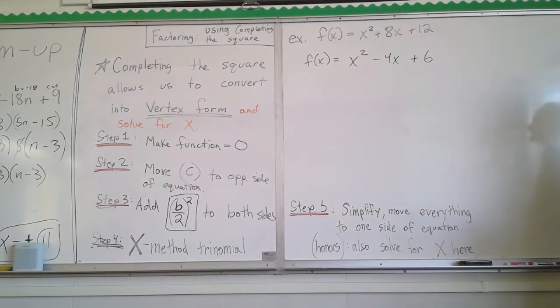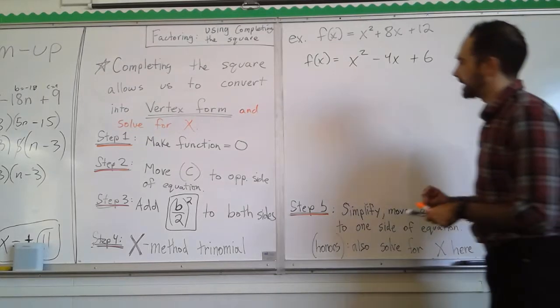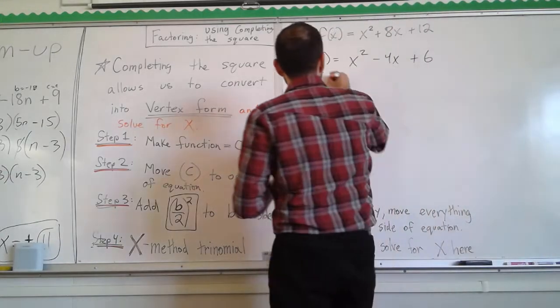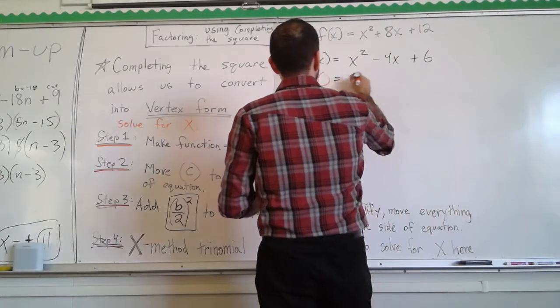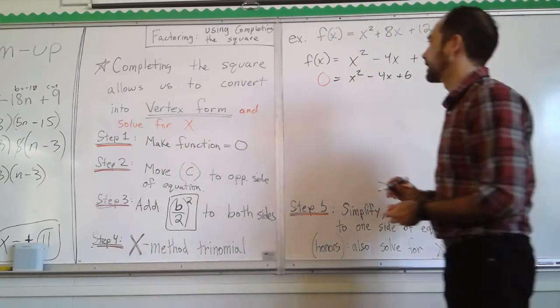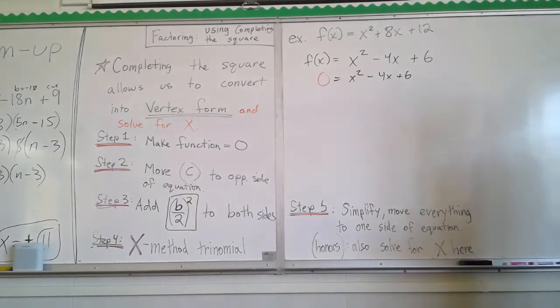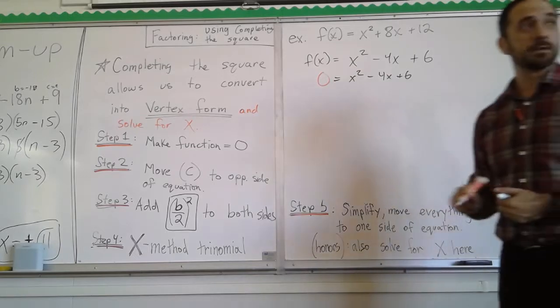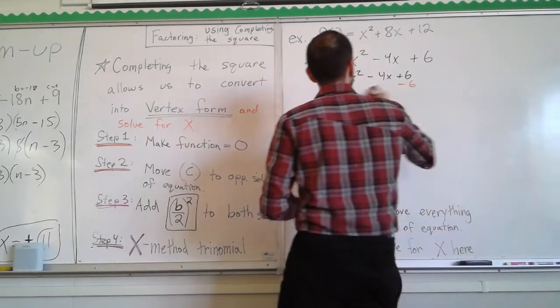Makes more sense. All right, let's look at this. What's our first step? We're going to make it equal to 0. So let's go ahead and start this step. All right. Next step, we're going to move that c value to the other side. Let's go ahead and do that. Minus 6, minus 6.